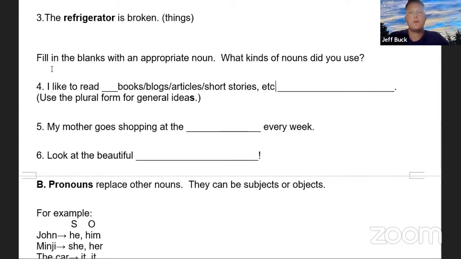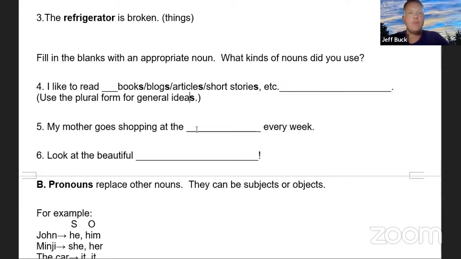Okay. And make sure that you have an S or whatever the plural form is. It will most likely be an S in English. We use the plural form for general ideas. Ideas, that's the plural of idea.